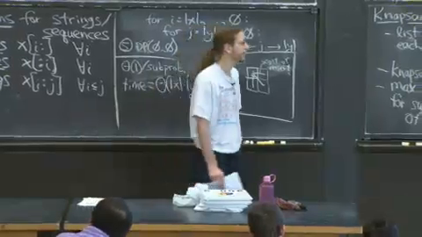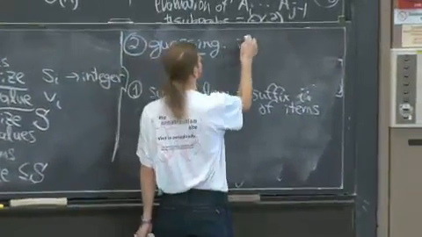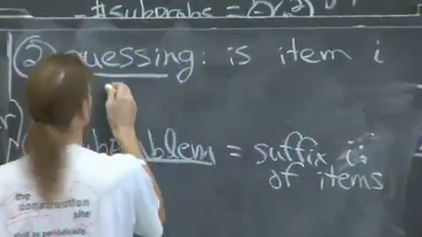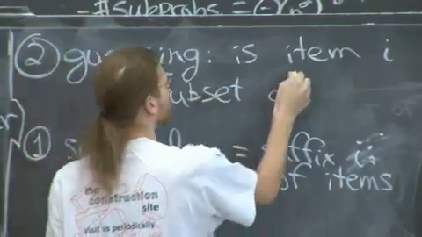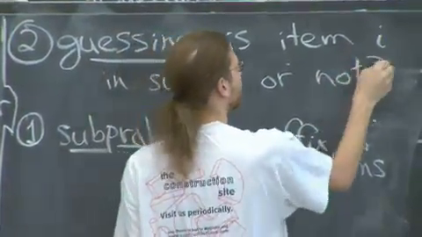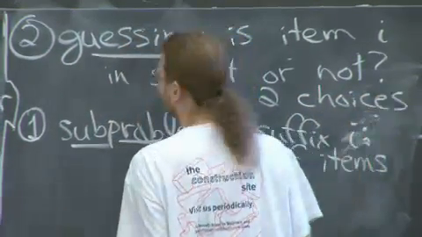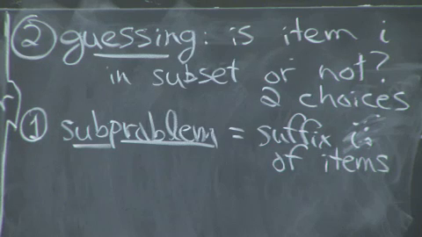Is I included or not? Exactly. Is item I in the subset or not? Two choices. Easy. Of course, those are the choices. If I do that for everybody, then I know the entire subset.